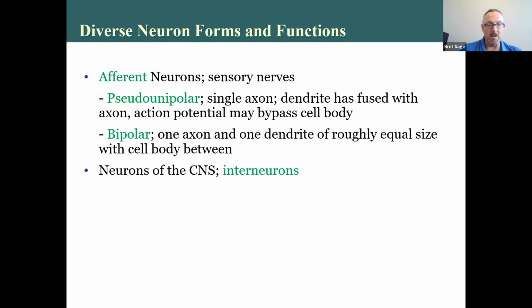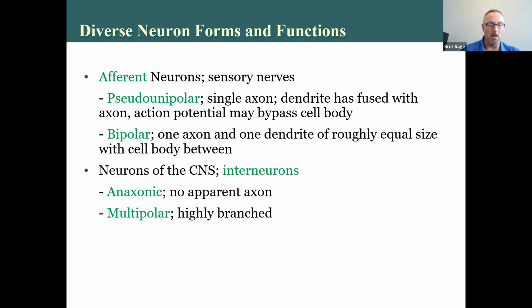And afferent neurons, that's what we were just finishing. Now we're talking about interneurons, which are neurons of the CNS. Interneurons are neither sensory nor motor, but they're basically helping you think and make decisions about your environment. The first type of interneuron is called an anaxonic, which means that it doesn't have an obvious axon. It may have an axon, but it's not obvious. Multipolar neurons are highly branched. This is the most common one found in the brain, with lots of connections between different neurons.